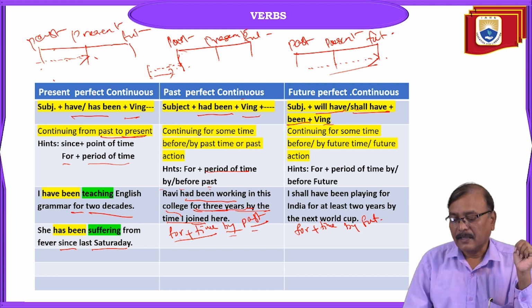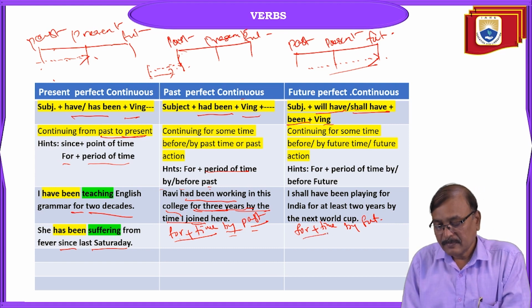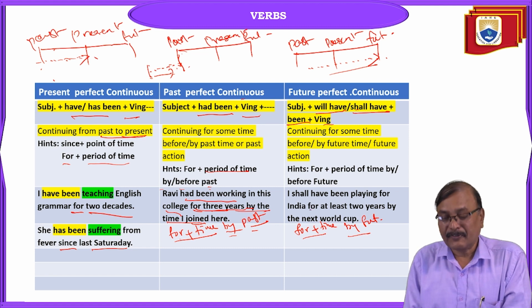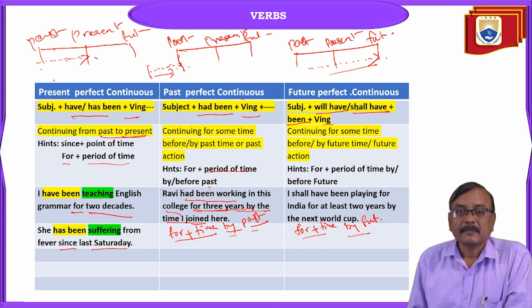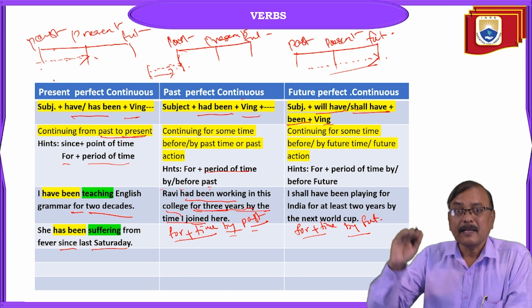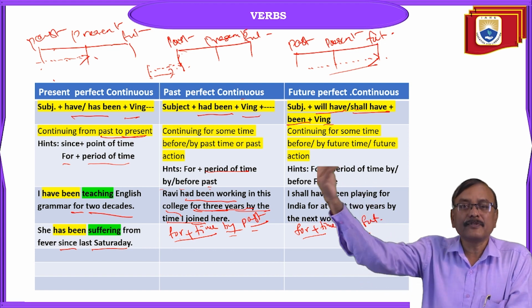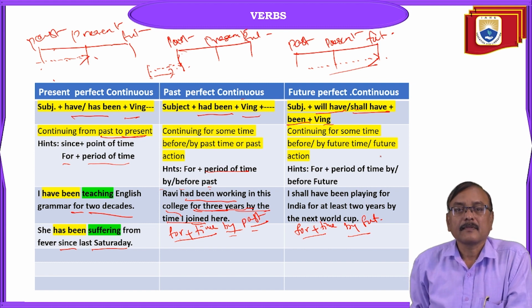Now here see future perfect continuous. For plus time by future. I shall have been playing for India for at least 2 years by the next World Cup. For at least 2 years, by the next World Cup. Means for plus time by future. That is future perfect continuous.